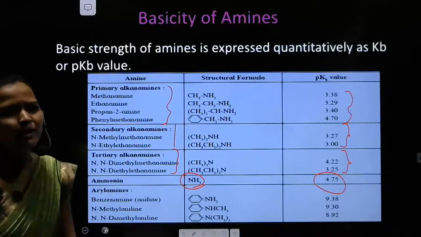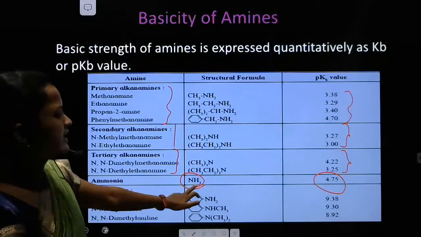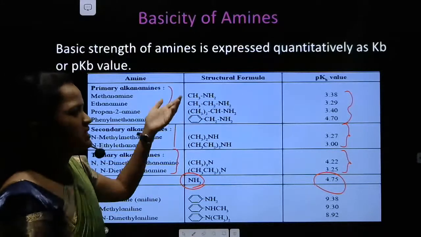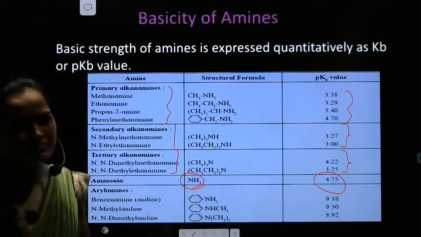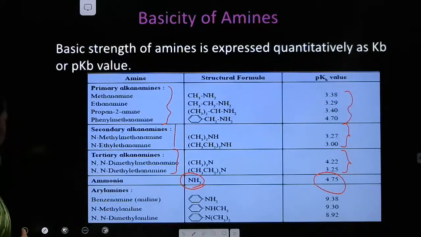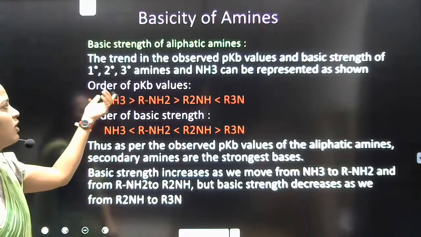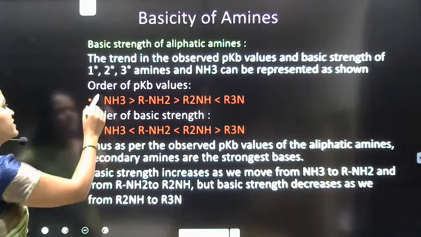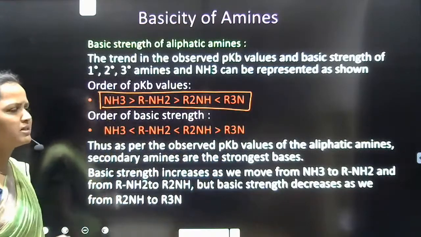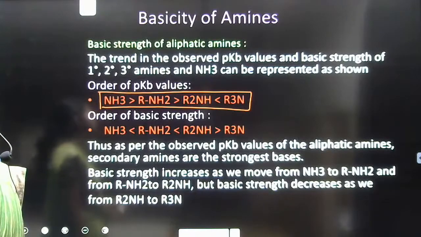From the pKb values, we can say that the pKb value of ammonia is greater than that of primary, secondary and tertiary amines. So the order of pKb value is ammonia is greater than primary amine is greater than secondary amine is greater than tertiary amine.